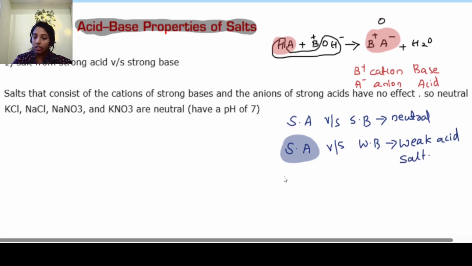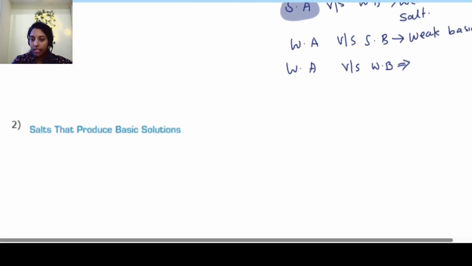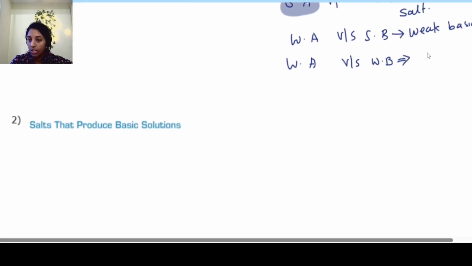So you can imagine what happens when a weak acid reacts with a strong base. Then this time it will be weakly basic. Correct? You get a weakly basic salt. What happens when a weak acid reacts with a weak base? At that time, I know 90% of students will say that it will be a neutral salt.